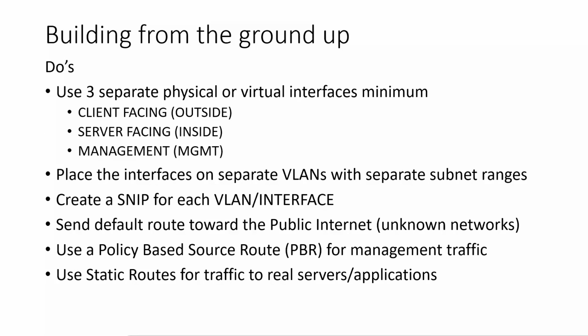So when we're building a new infrastructure, we have the benefit of building it the best way from the start. So here's a list of do's. Use 3 separate physical or virtual interfaces minimum. You've got client-facing outside, server-facing inside, and a management interface. Place the interfaces on separate VLANs with separate subnet ranges. Create a SNIP for each VLAN interface. Send the default route towards the public internet. That's where your unknown networks are. Use a policy-based source route for management traffic. And use static routes for traffic to real servers and applications.